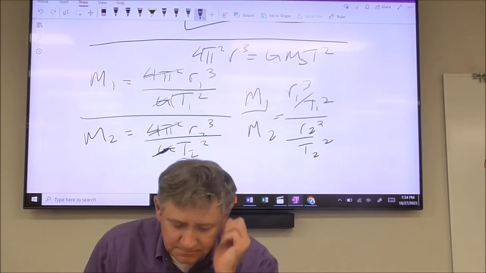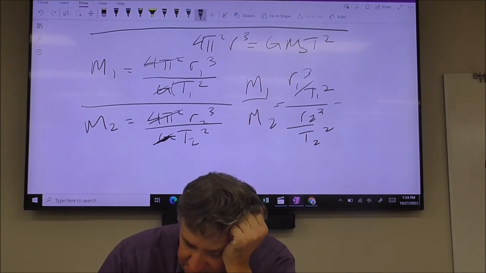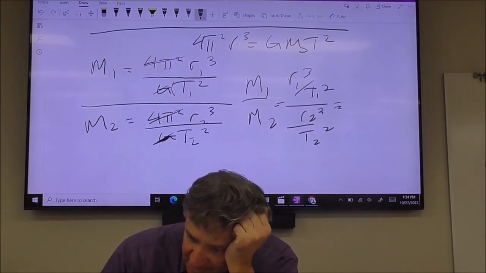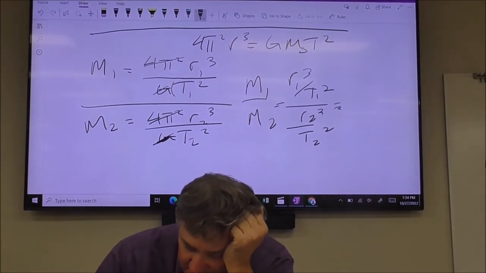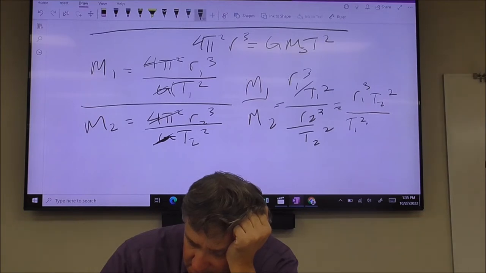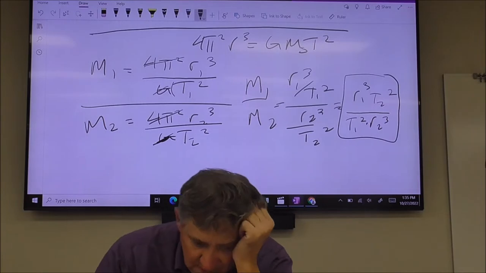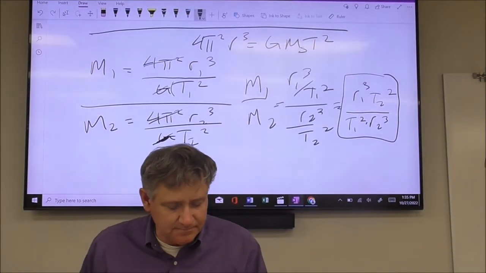Now, here's the deal. What I would do with this is simplify it a little bit, because period 2 is going to flip up there. So you'd have r1 cubed times t2 squared over t1 squared times r2 cubed.